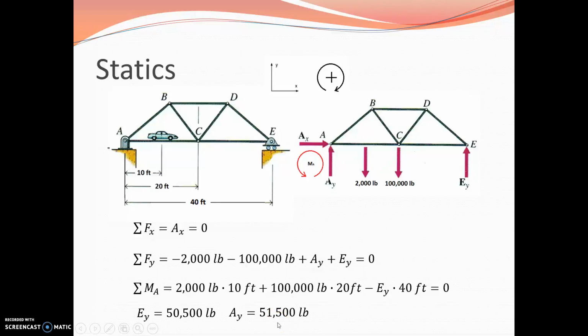Always make sure that your answer makes sense. So this is pressing down with what? 102,000 pounds total on this. If you add these two supports together, you get 102,000 pounds. Another thing to check is AY is slightly larger than EY. That makes sense because the car is over on that side of the bridge. If it was on this side, it would be different.